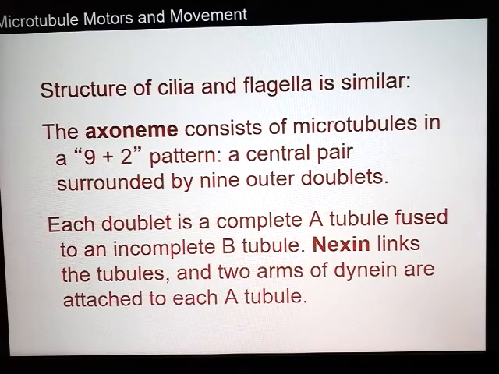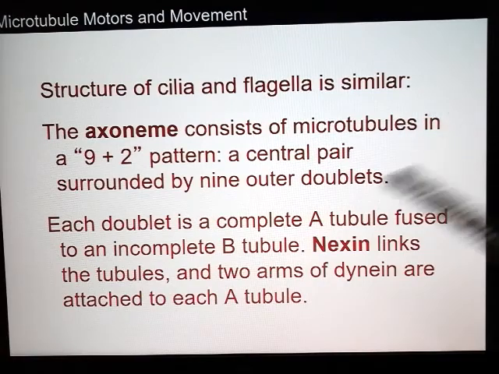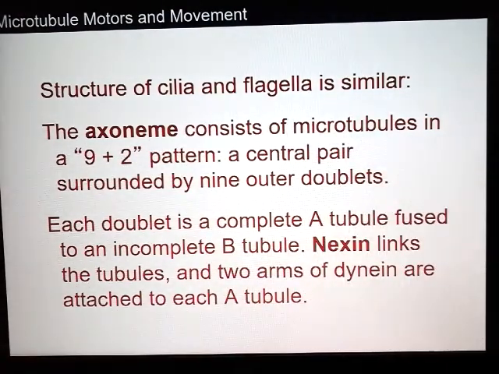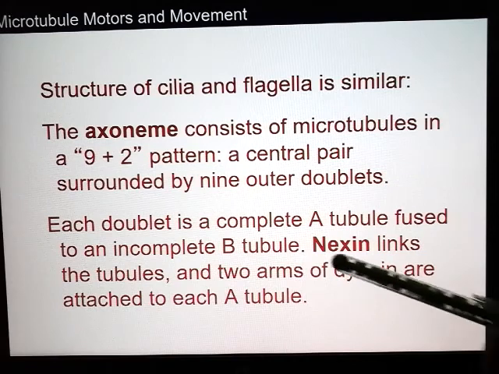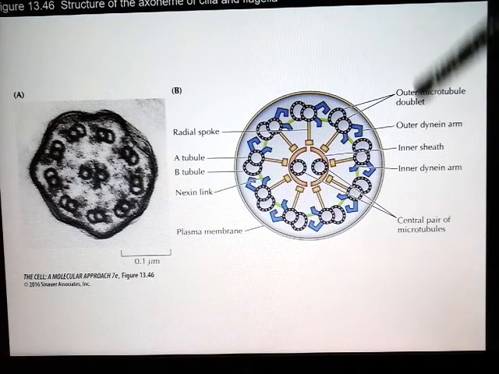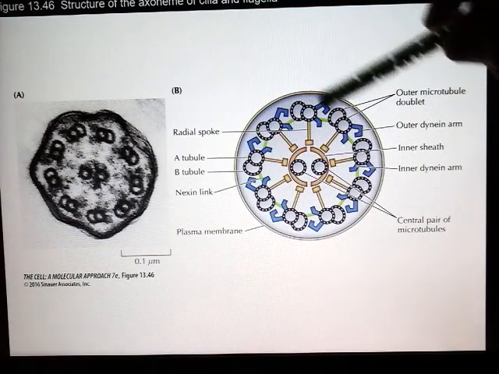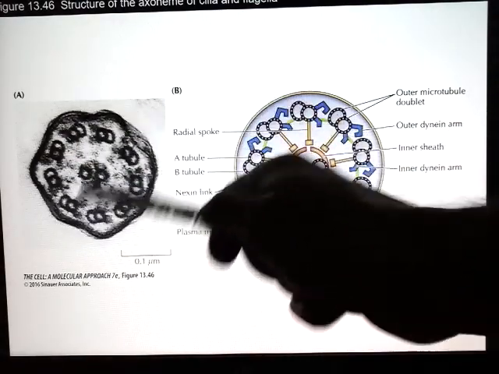Okay, so the structure of the cilia and flagella are similar. Please know this, that the axoneme consists of microtubules in what's known as a 9+2 pattern. And then there's a central pair surrounded by the 9 outer doublets. Each doublet is a complete A tubule fused to an incomplete B tubule, and this molecule here called nexin links the tubules, and the two arms of the dynein are then attached to each A tubule. So here's an example, guys, of that. So here's your 9 on the outside. So when we say 9 plus 2, that's a beautiful electron micrograph of that, guys, 9 plus 2.